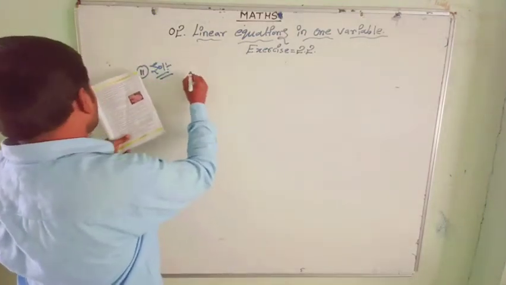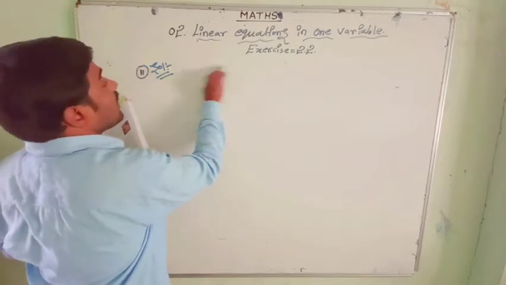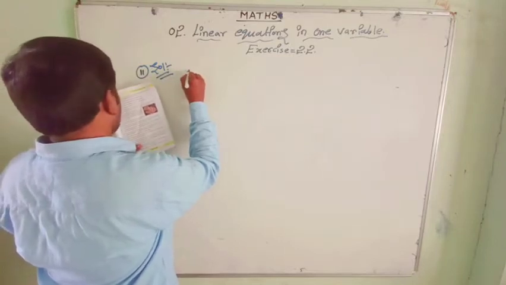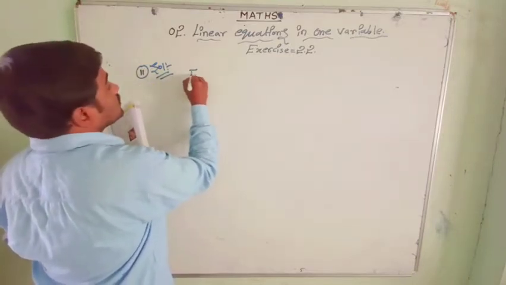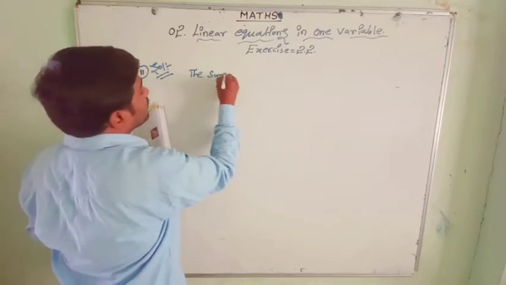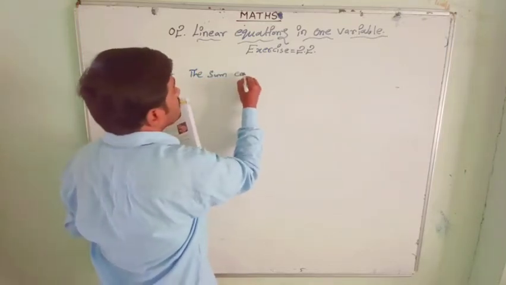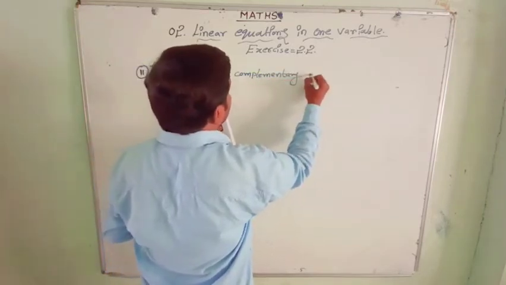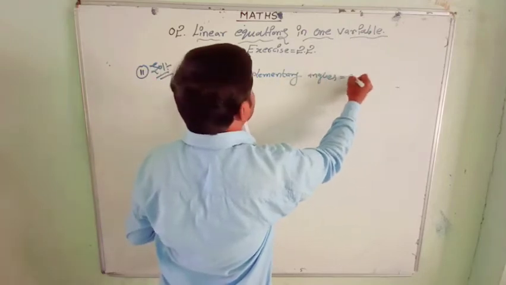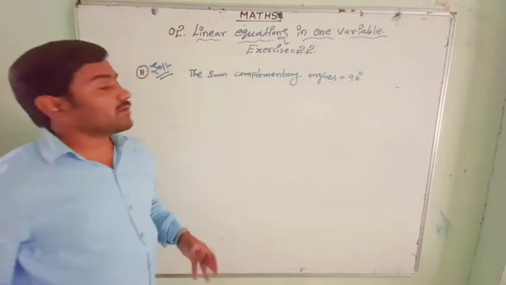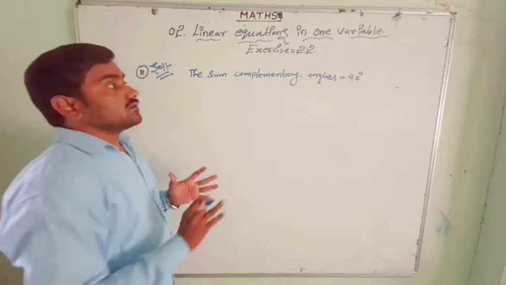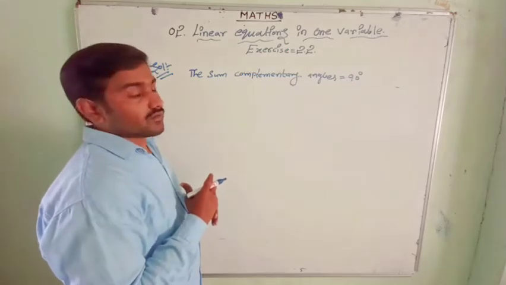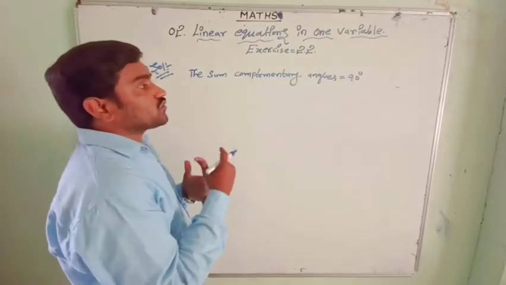Then here, let us find the sum of the angles. The sum of two complementary angles is equal to 90 degrees. Here the two complementary angles differ by 12 degrees, it is said. So we have to find the first complementary angle.